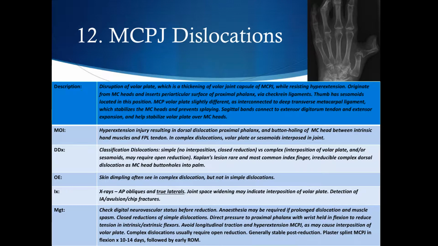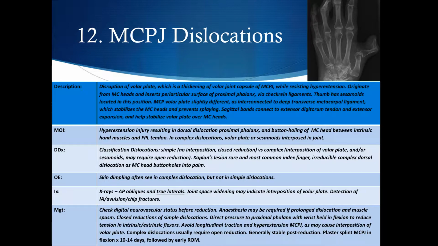The mechanism usually results from hyperextension injury, resulting in dorsal dislocation of the proximal phalanx and buttonholing of the metacarpal head between the intrinsic hand muscles and the flexor pollicis longus tendon. In complex dislocations, the volar plate or sesamoids will interpose in the joint. Differential diagnosis would include fractures around the joint and Kaplan lesions, which are rare and most common in the index finger, which result in an irreducible complex dorsal dislocation as the metacarpal head buttonholes into the palm.